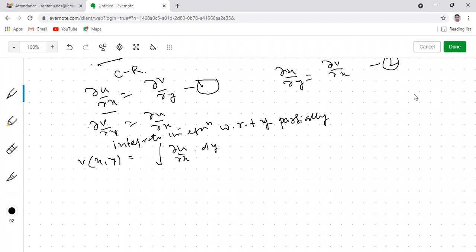While you are integrating a function of one variable, the constant of integration will be any constant. But while you are integrating partially with respect to y or x, whenever you are integrating partially with respect to y, the integrating constant will be a function of x. Why? I'm discussing that. Since this is a function of x and y, and we are integrating with respect to y, ultimately we'll be getting a function of x and y plus φ(x). Why will the constant be a function of x while we are integrating partially with respect to y?